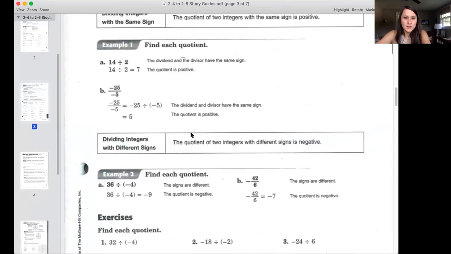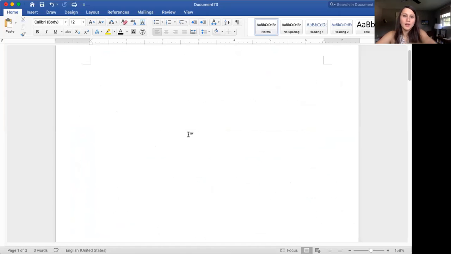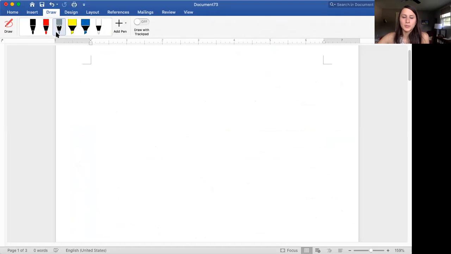On this, we're going to take a look at dividing integers. So the cool thing is, when we're dividing numbers with negatives, we get to follow the same rule as when we multiply negative numbers. So it's exactly the same rule.